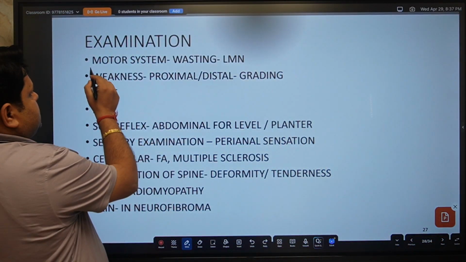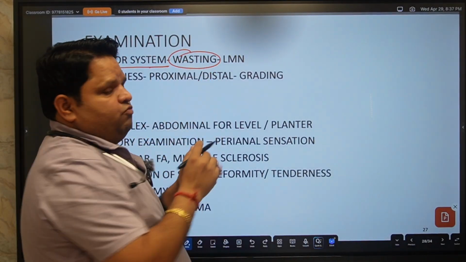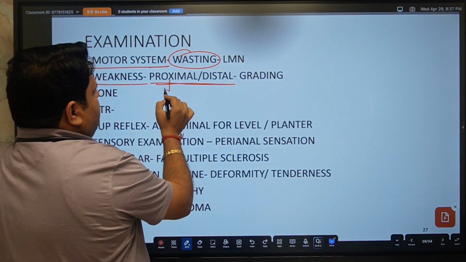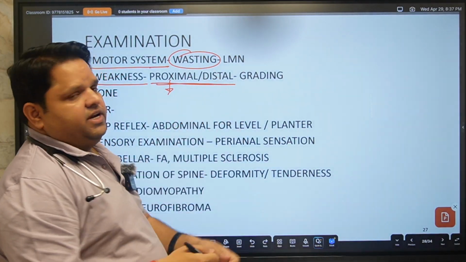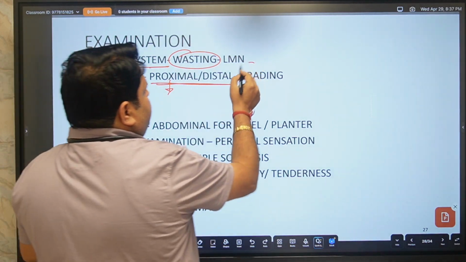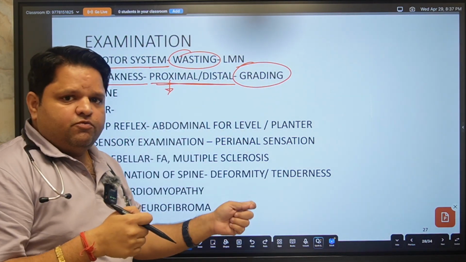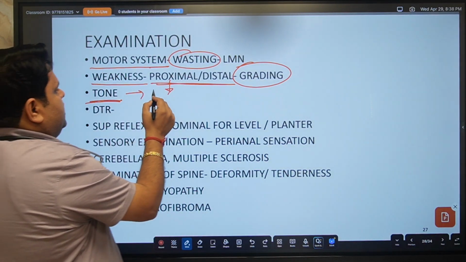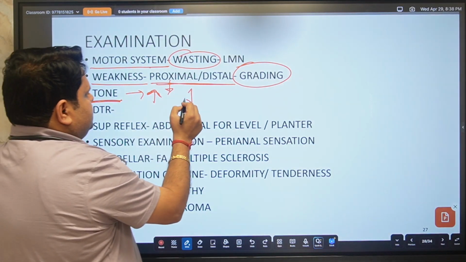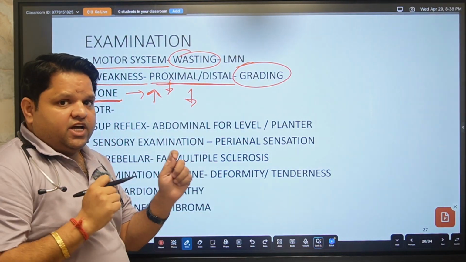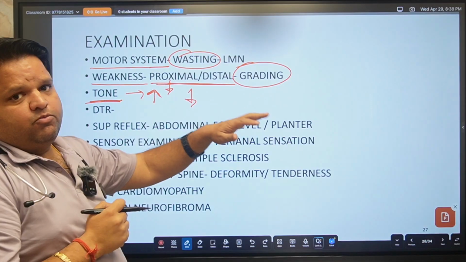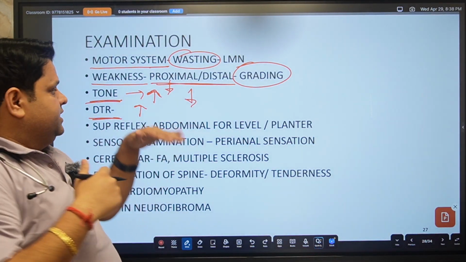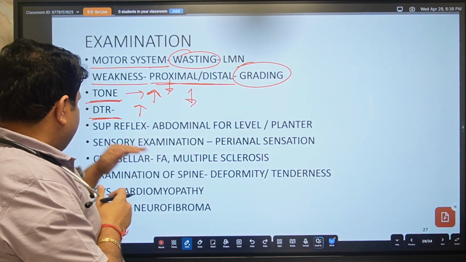We should ask for the history of these symptoms. In examination, motor system examination is always important. We look for wasting in LMN type of lesion, and weakness, proximal or distal. Proximal weakness is mainly seen in myopathies, distal weakness predominantly in neuropathies. How is the grading of the weakness? In LMN type of lesion, weakness is most severe compared to UMN type of lesion. Tone: increased tone is seen in UMN type of lesion, decreased tone in flaccid type of paralysis. In acute transverse myelitis cases, we may see flaccid type of weakness in the lower limb. DTR is increased in UMN type of lesion and decreased in LMN type of lesion.